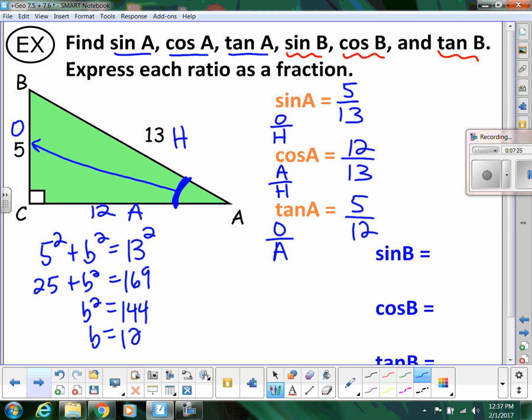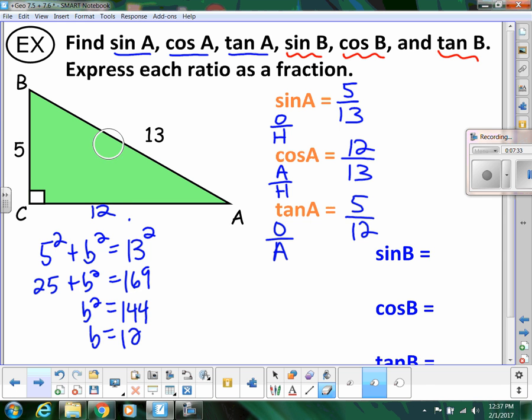Okay, so now let's do angle B. So I'm going to relabel my triangle now. 12 is still there. 12 is true no matter which angle I'm using. But now when I label my adjacent and opposite, that will be different. So opposite of B is the 12, and adjacent is the 5. This is still the hypotenuse.